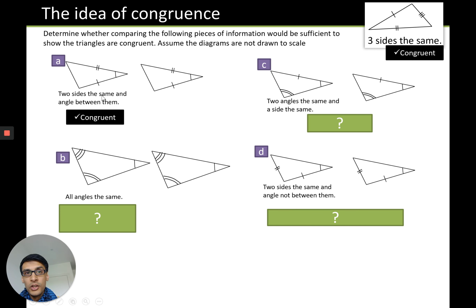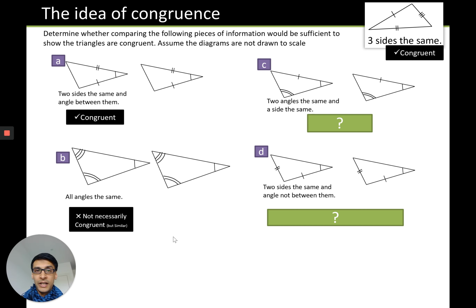Again, don't copy any notes on this yet. For question B, what happens if all of the angles in two triangles match up? Let's say that's 38, that's 42, and then that's another angle that adds up to 180. And the same is here. Are those two triangles congruent? If you think about it, no, it doesn't work, because the triangle on the right might be twice as big, even though the angles match. So it's not enough to prove that they are congruent. It's possible that they are, but it's not enough as a proof.